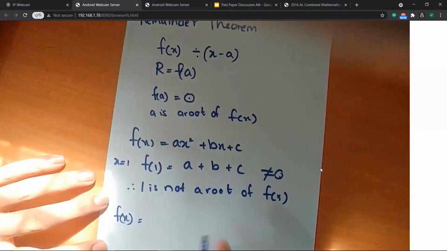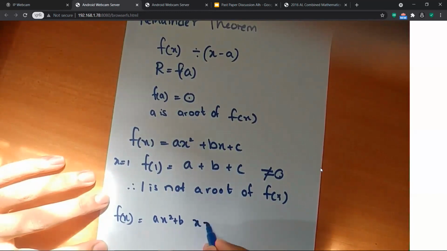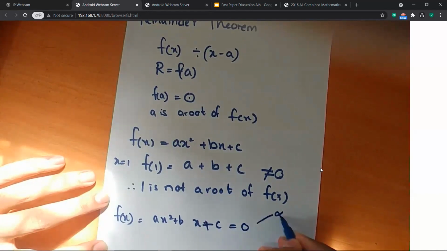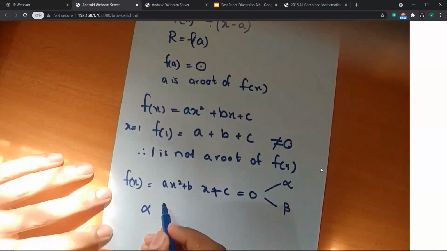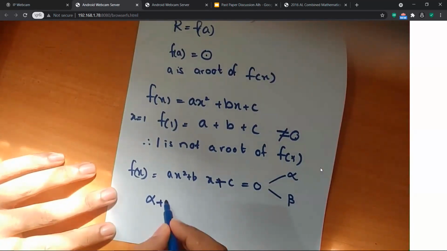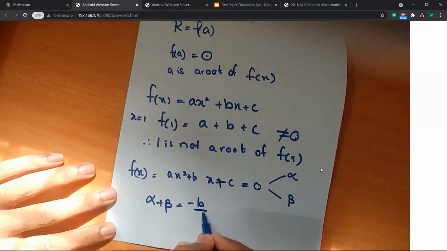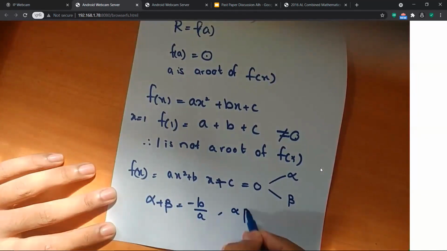If you have f(x) = ax squared plus bx plus c equal to 0, and the roots are given as alpha and beta, what we know is alpha plus beta is equal to minus b over a, and alpha beta is equal to c over a. How did you get that?